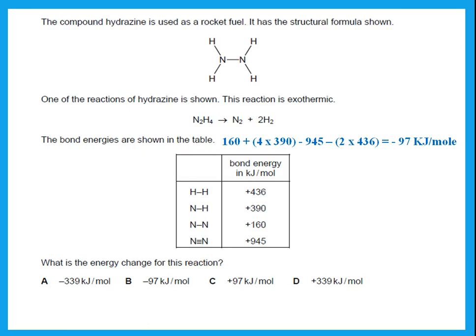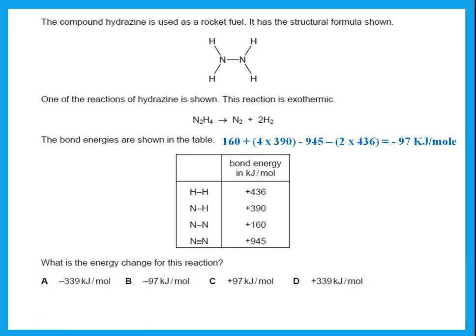Now, the bonds that are formed in the product, I have one NN bond, so that is 945, but since this is formed in the product, it has a negative value because we said formation of bonds is exothermic. It releases this amount of energy.